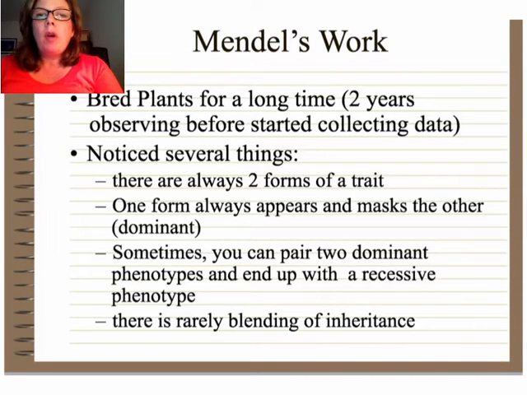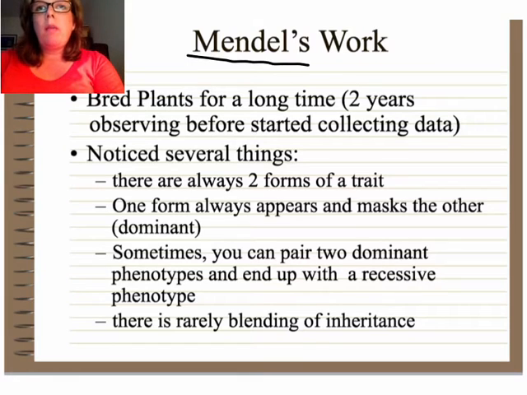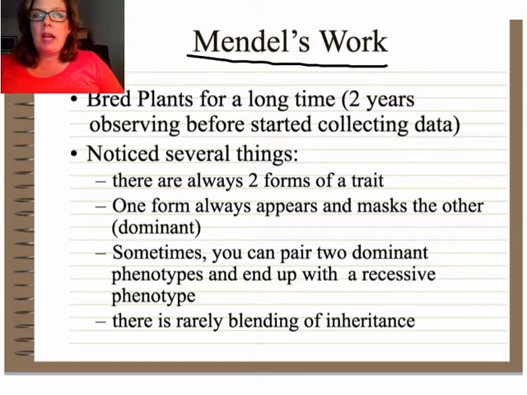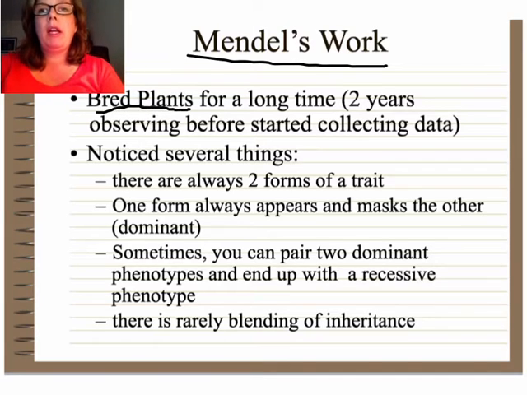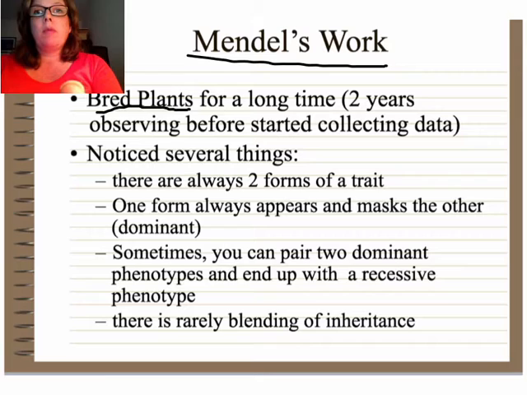Alright, so let's look at Mendel's work. Gregor Mendel, the father of genetics, right? So who is Gregor Mendel? He's the father of genetics, and he's the guy that figured out the rules for heredity. And heredity is how things are inherited. How did you get your genes from your parents, and so on. And he did this by doing plant breeding. He bred plants for over 2 years before he really started to collect data. He did really good scientific work by observing repeatedly for years and years.